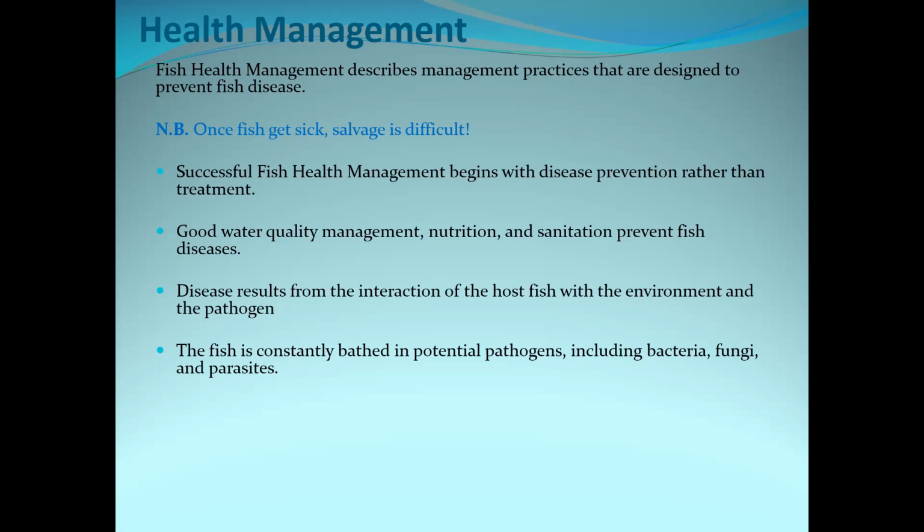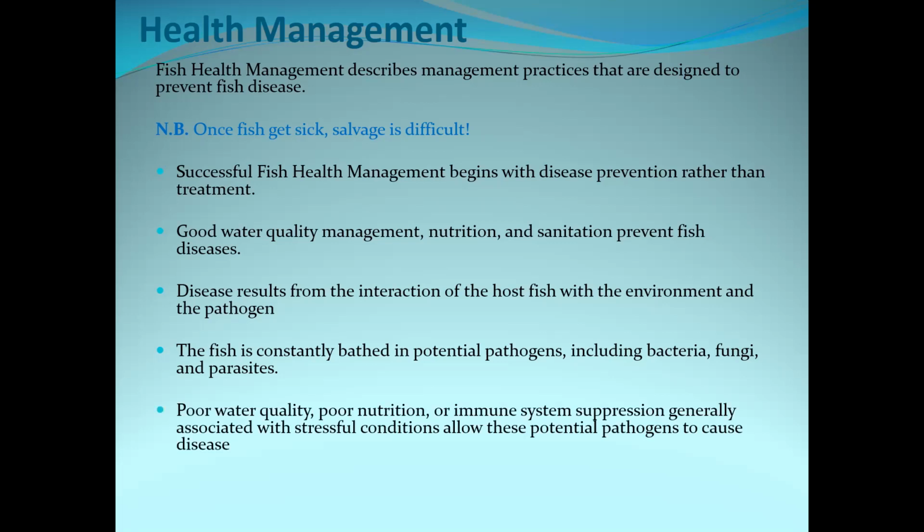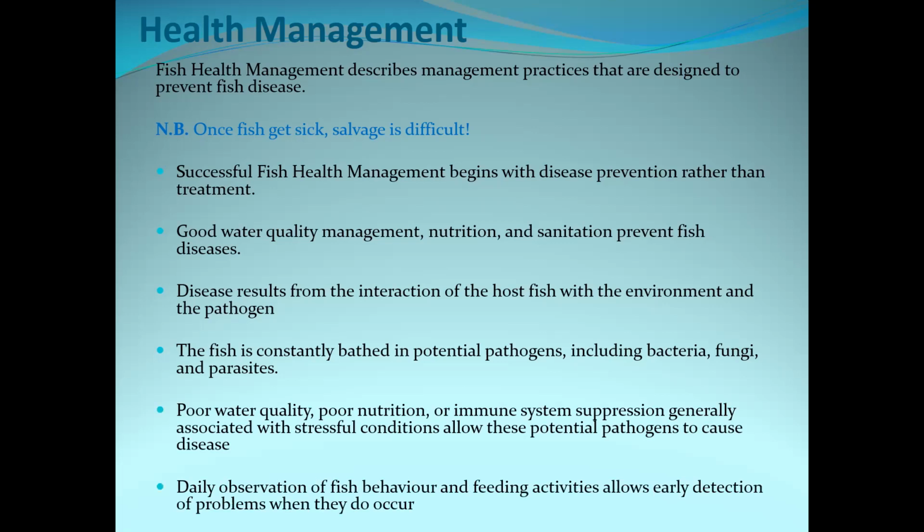So it's really just an interaction between the pathogen, the environment, and the organism. And the environmental conditions are, in many cases, the responsible factor for that parasite or for that disease pathogen causing an effect on the fish. So again, poor water quality, poor nutrition, immune system suppression, that is generally associated with stressful conditions, allow these potential pathogens to cause disease.